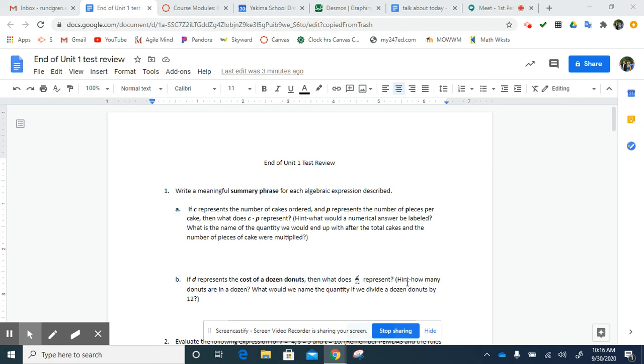Then what does C times P represent? So let's write that down on the paper. C times P represent, question mark.